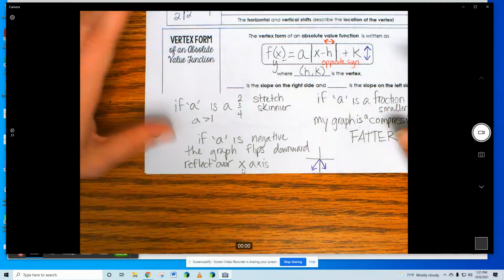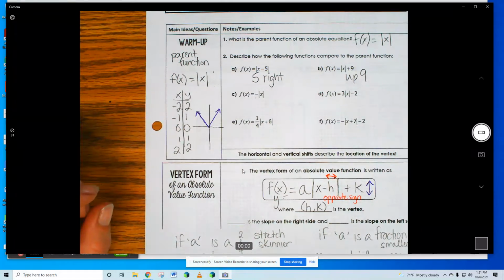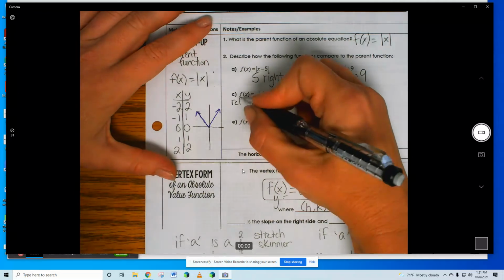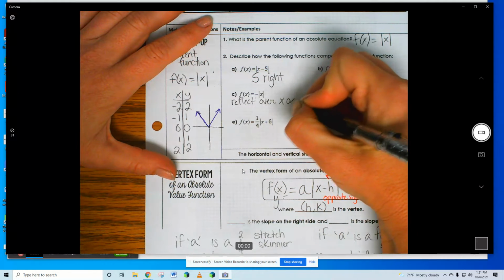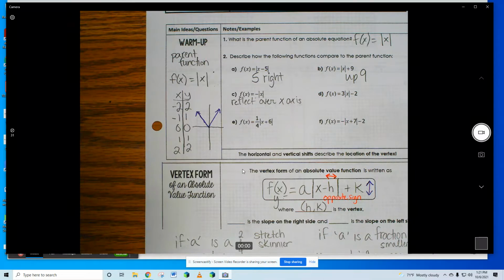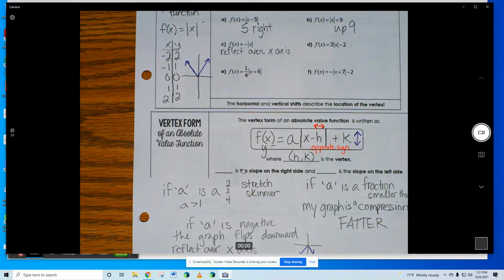Okay, back to C. What's this negative mean? I just said it. Reflects over the x-axis. Reflect over the x-axis. All right, D. There's a 3. Remember we talked about what happens if there's a number in front. That's down below. There's a 3 in front, and then there's a -2. What's that mean?